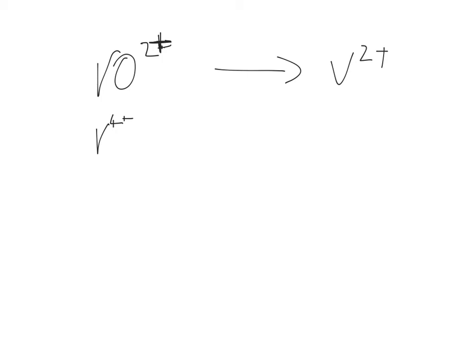That's not trivial. You need to work out what the oxide is doing there. There's a 2- ion. So this transition here to vanadium 2+ is going to take 2 electrons. That's what it's going to require to make those charges balance.